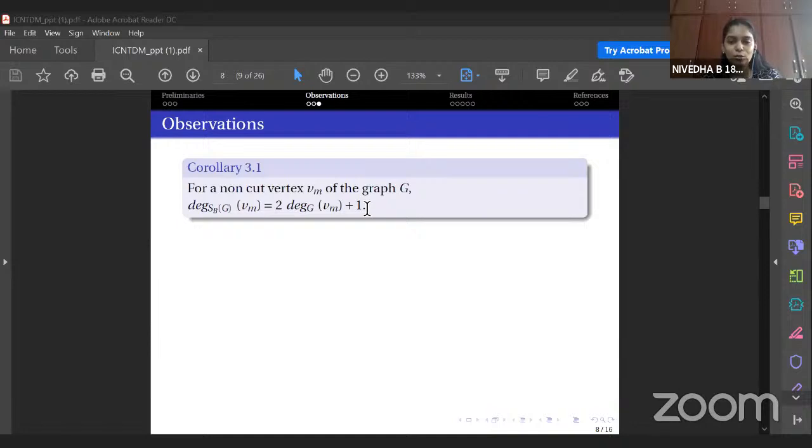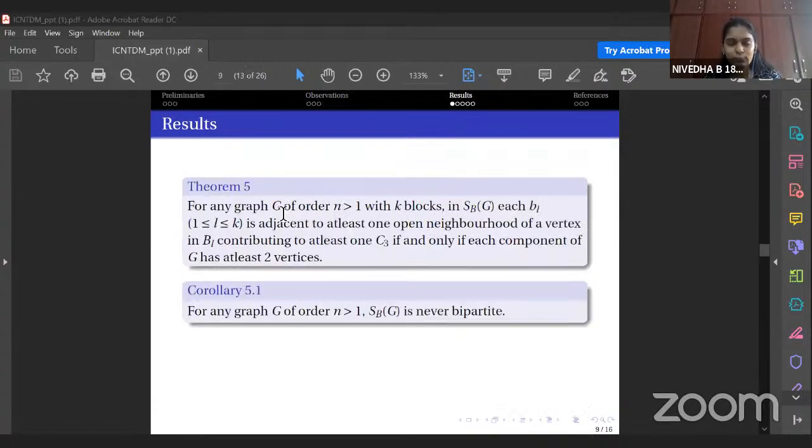We know the characterization of Eulerian: a graph is said to be Eulerian if and only if every vertex is of even degree. But from this we can conclude there exists a non-cut vertex in a graph of order at least 3, and its degree is odd, directly from the definition of the degree of the vertex. So obviously no SB of G can be Eulerian.